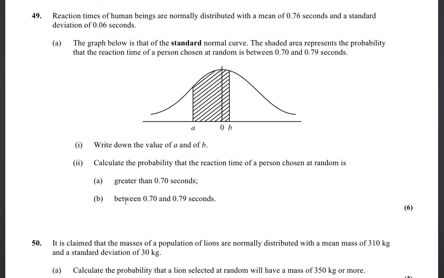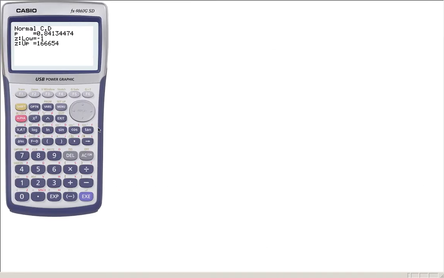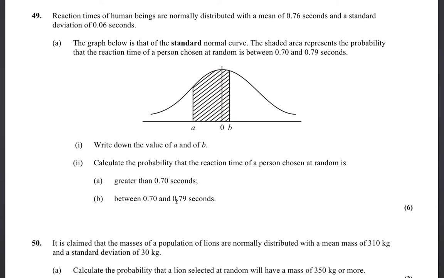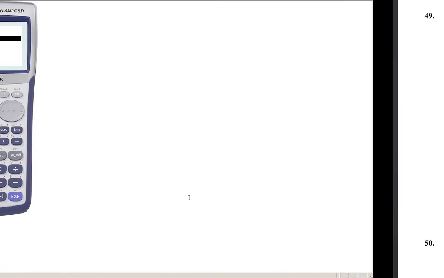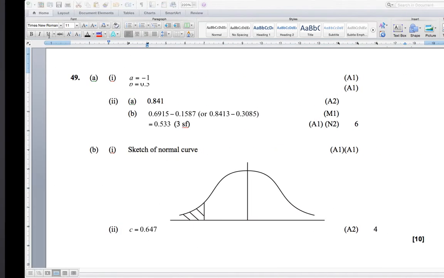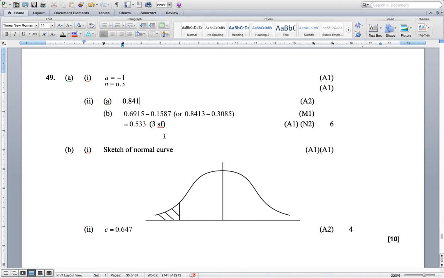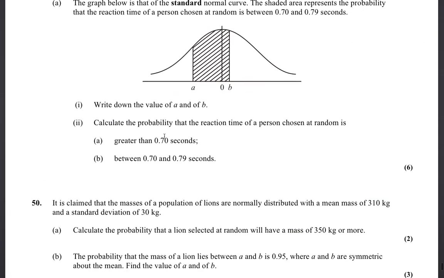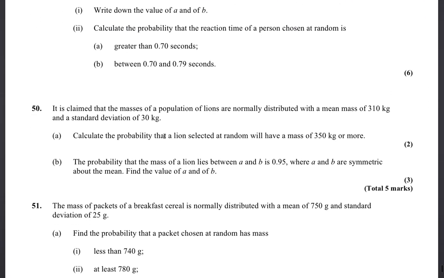Find the probability that the reaction time of a person chosen at random is between 0.70 and 0.79. So again, it's quite simple. So here the lower limit will be 0.7, upper limit will be 0.79, and everything else remains the same. So the probability is 0.5328, so 0.533. That's right. Okay, then we'll solve the next problem.